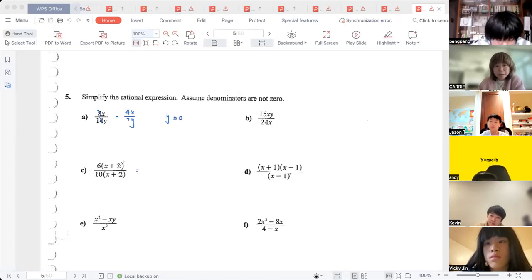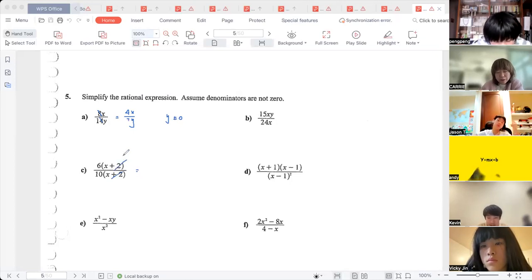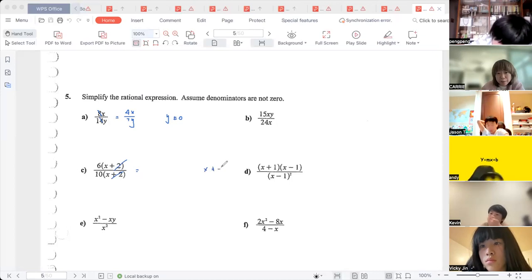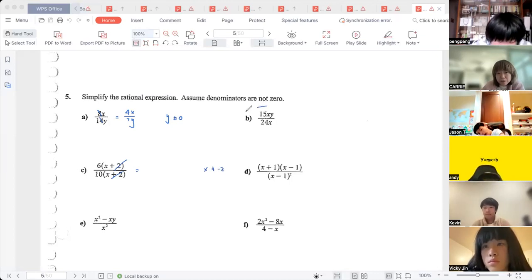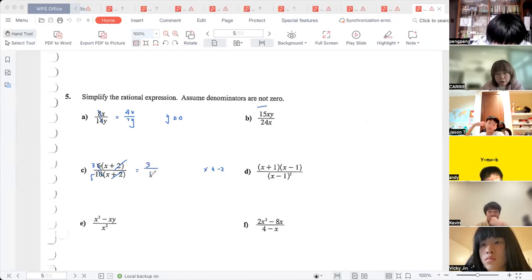Okay, so the next one is pretty easy. So x plus 1 and x plus 2. Sorry, x plus 2 and x plus 2 can just be directly eliminated, so x cannot be equal to negative 2. They said the denominator is not 0, but we just added that. So 6 and 10 equals what? 6 and 10 equals 3 over 5. So the answer is 3 over 5, but x cannot be equal to negative 2.